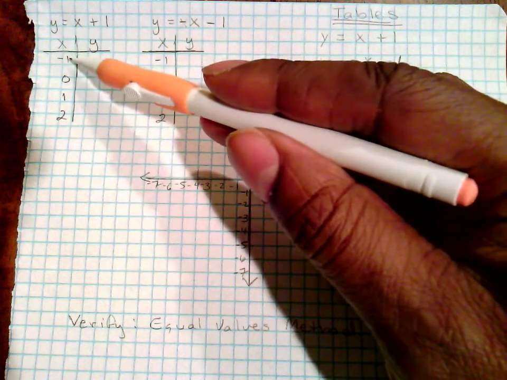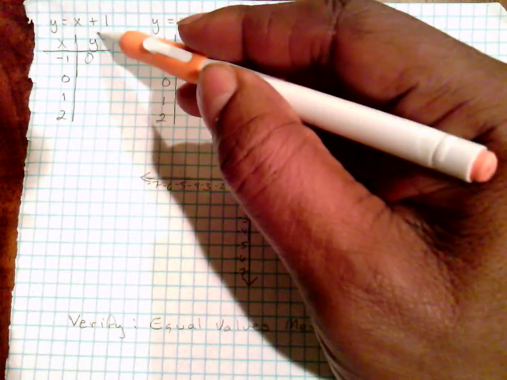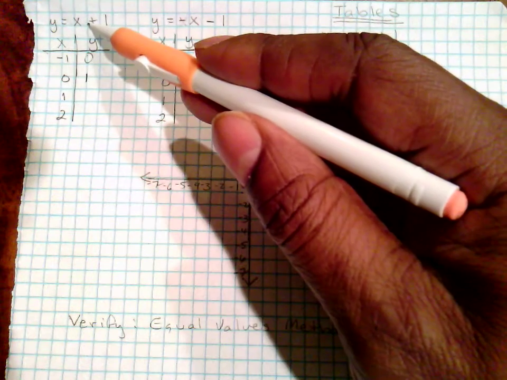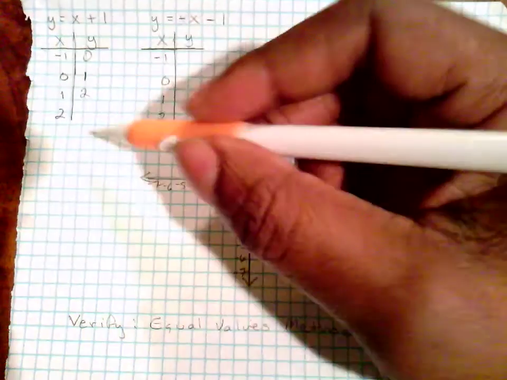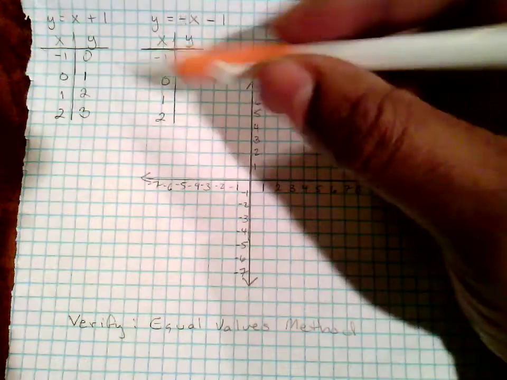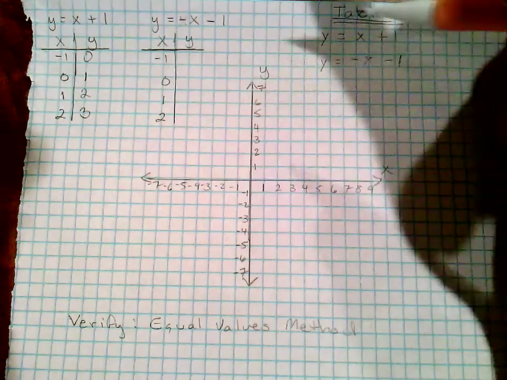Here we go. Negative 1 in for x, so that's negative 1 plus 1 gives us 0. 0 in for x would be 0 plus 1, which is 1. Then 1 for x, that'd be 1 plus 1, which would be 2. And then 2 in the place of x would be 2 plus 1, and that would give us 3. So our coordinates are negative 1, 0; 0, 1; 1, 2; and 2, 3. So let's graph this here.